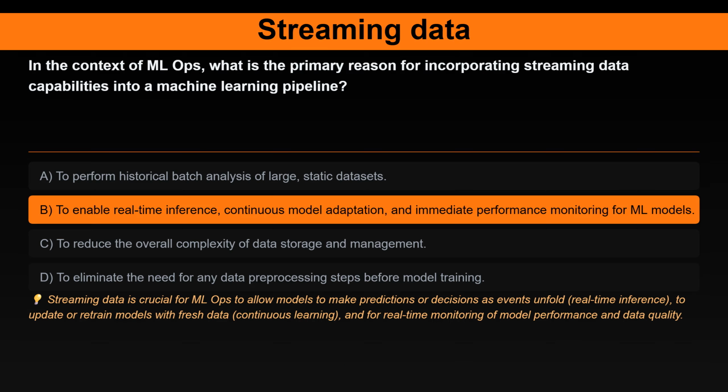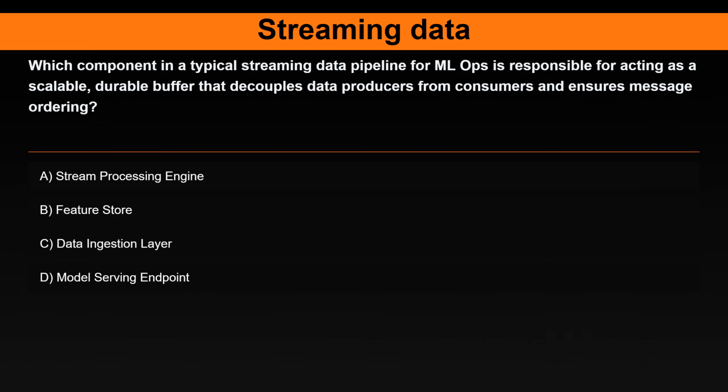The correct answer is to enable real-time inference, continuous model adaptation, and immediate performance monitoring for ML models. Here's the explanation. Streaming data is crucial for MLOps to allow models to make predictions or decisions as events unfold, real-time inference, to update or retrain models with fresh data, continuous learning, and for real-time monitoring of model performance and data quality.